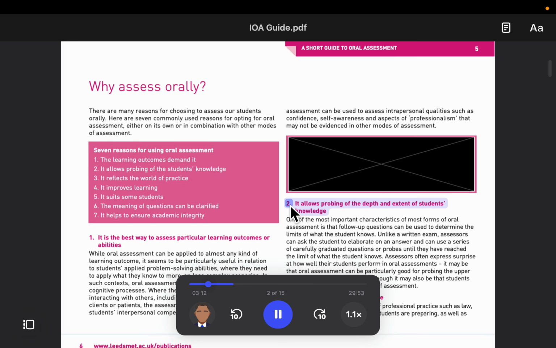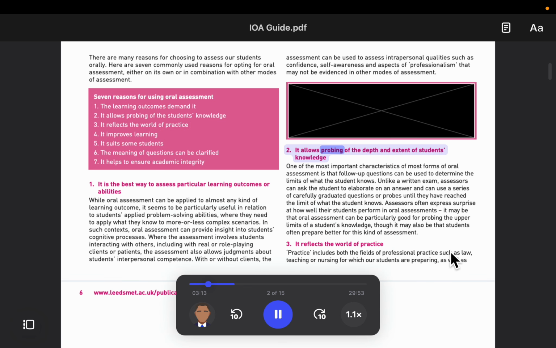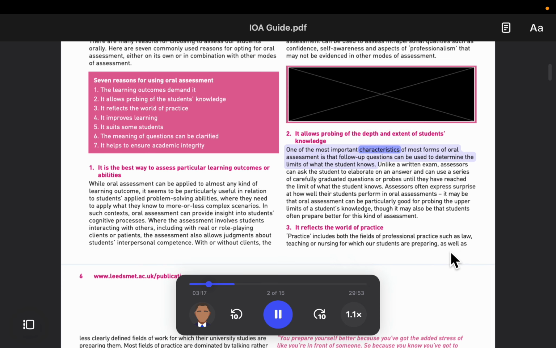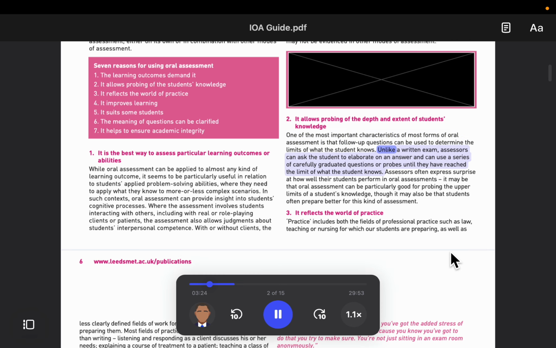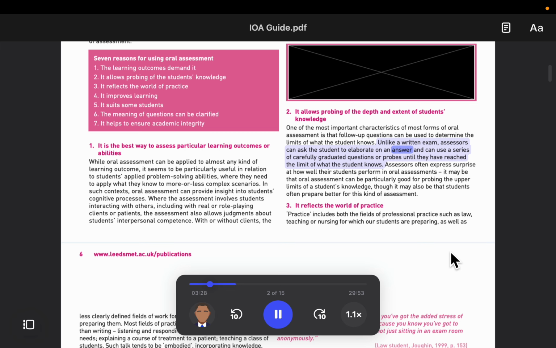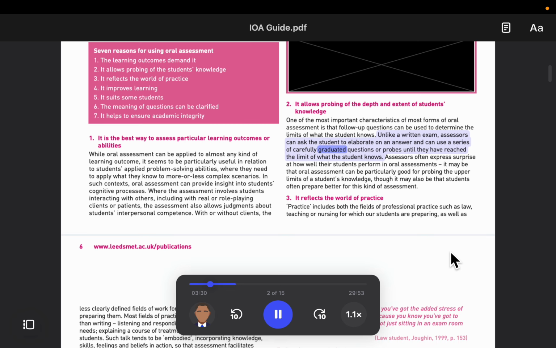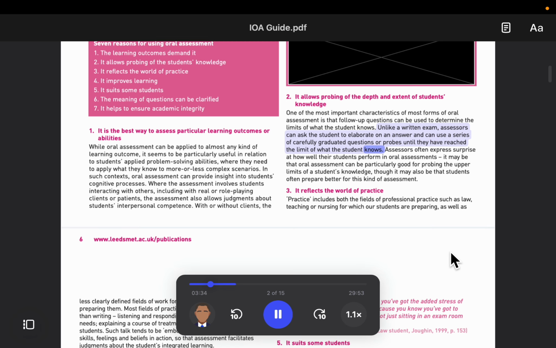Seven reasons for using oral assessment. Two: it allows probing of the depth and extent of students' knowledge. One of the most important characteristics of most forms of oral assessment is that follow-up questions can be used to determine the limits of what the student knows. Unlike a written exam, assessors can ask the student to elaborate on an answer and can use a series of carefully graduated questions or probes until they have reached the limit of what the student knows.